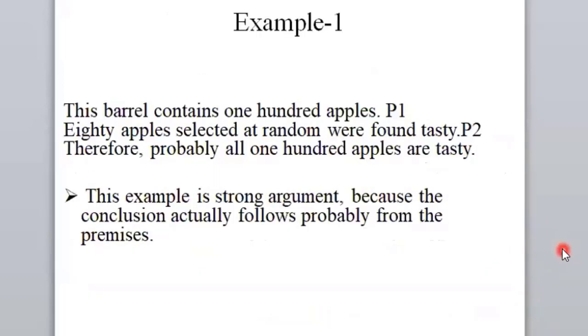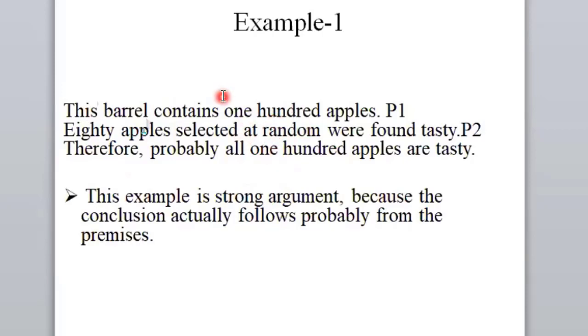Don't forget this. For example, look at this one. This barrel contains 100 apples. That is premise 1. And 8 apples selected at random from the container were found tasty. We select 8 apples randomly, and they are tasty. By taking these two premises, an arguer infers that probably all 100 apples are tasty. Look at how the reasoning flows from these two premises to the conclusion.